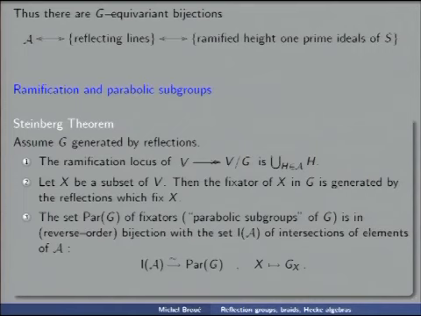And moreover, as an application, the fixators of any subsets are called the parabolic subgroups of G. This set of parabolic subgroups is in, of course, reverse order bijection with the set of intersections of elements of A. Now here there is a little trivial mystery which I have to explain.